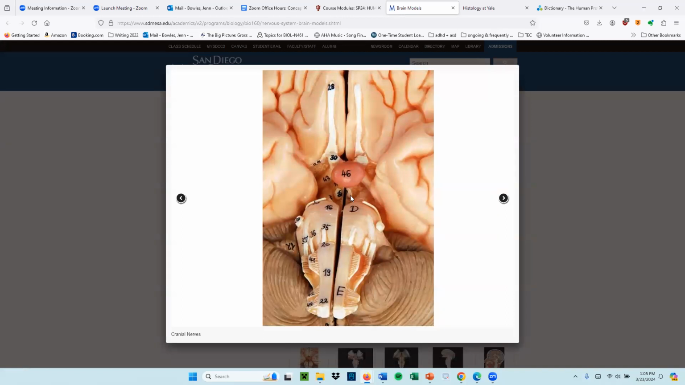Some of our models are not the greatest. Some of them are pretty old. So we're not necessarily going to see 3. But in this case, we do have a nice view of things like our trigeminal nerve, or we've got this 6, 7, 8 relationship. You can see that medial to lateral. We've got abducens, facial, and then acoustic.